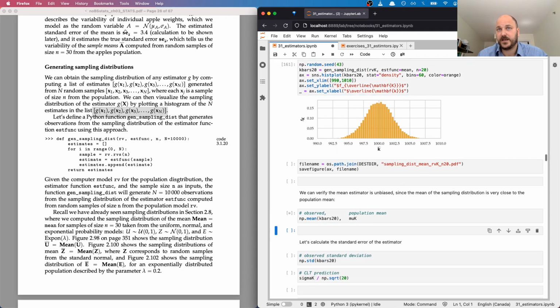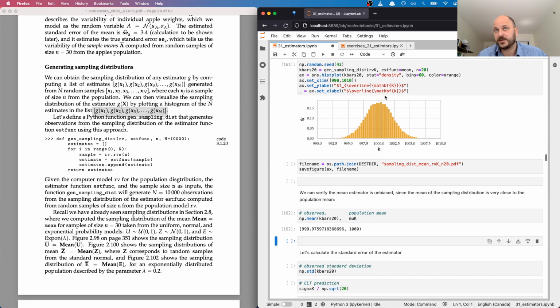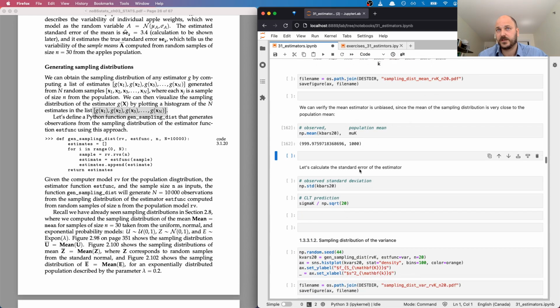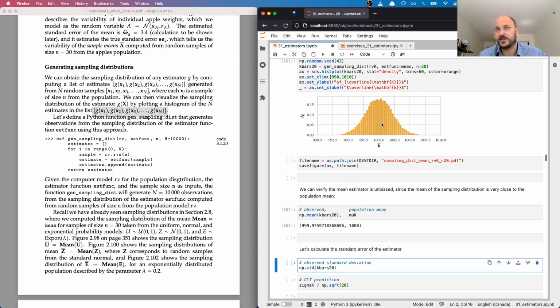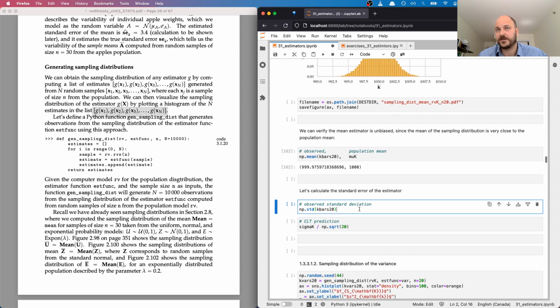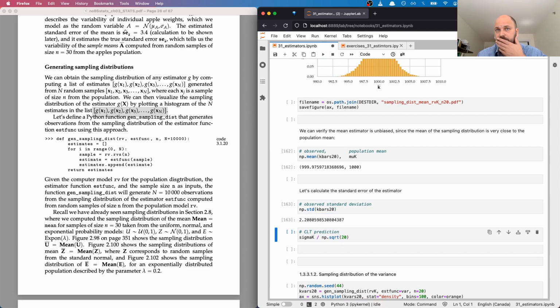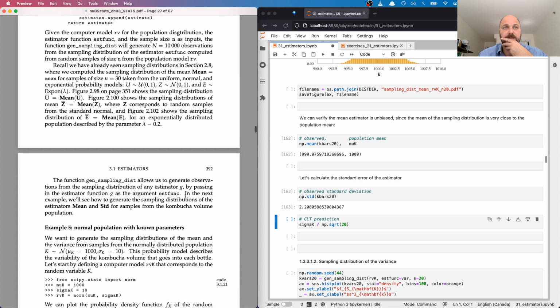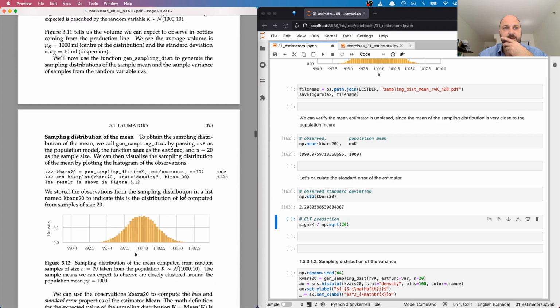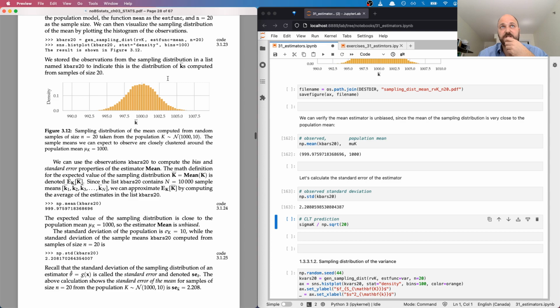Okay, and we see on average the sample mean is going to be very close to the population mean, but you see there's a variability. And remember, the standard error of an estimator is the standard deviation of this distribution. What is the width here? So we can calculate that. Okay. So in chapter 2, we learned about the central limit theorem.